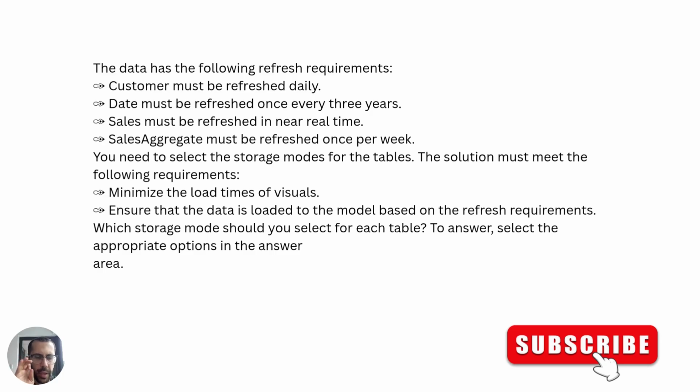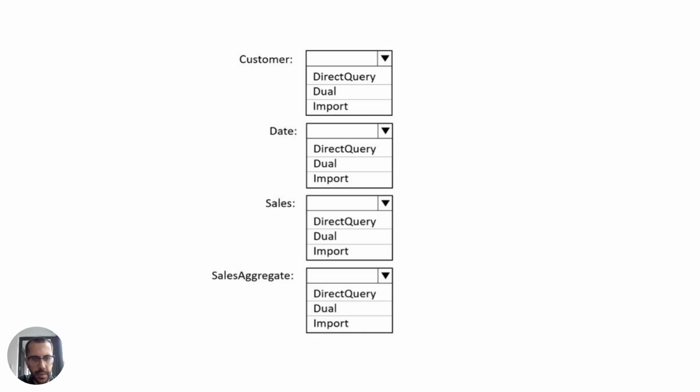And then the last one is sales aggregate, which must be refreshed once per week. Here also we can go with the dual mode, because it has some attributes that are from the sales, and which is changing near real time. So in this case, let's keep it dual. Again, the answer is: first one is dual, then import, DirectQuery, and dual.